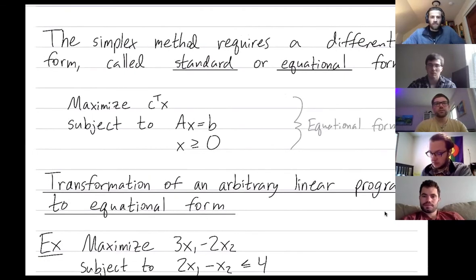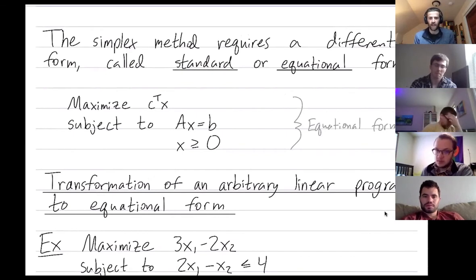The simplex method requires a different form called standard form. That's maybe the term that most people use. Our book uses the word equational form. So standard form and equational form mean the same thing, and we'll just try to call this equational form. Hopefully it's the main name that I want you to memorize about forms of linear programs.